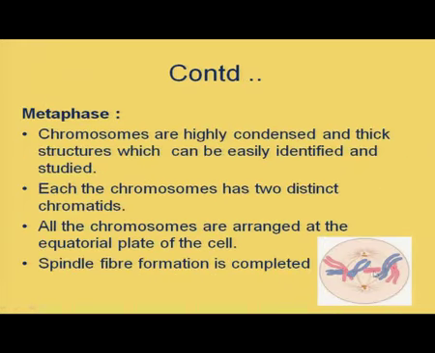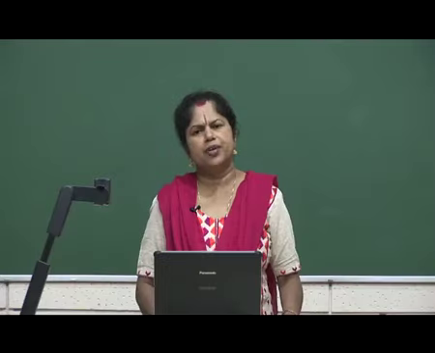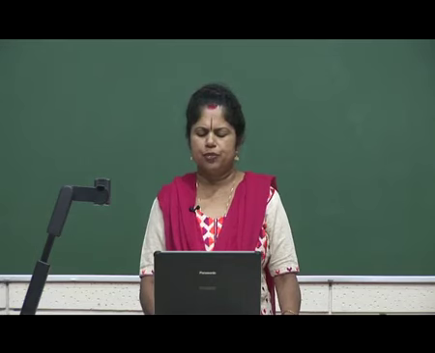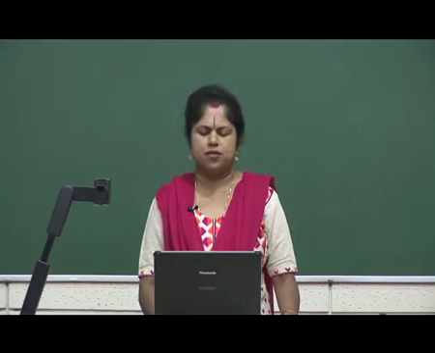Here you can see the next stage, that is metaphase. Chromosomes are highly condensed, highly thick, highly coiled. You can see them clearly, and you can even count them clearly during this metaphase stage. They are highly condensed and thick, with clear chromatids, each chromosome with 2 distinct chromatids attached at the centromere position. So, you can identify them clearly and even count them. Each of these chromosomes, as I have already told you, has 2 distinct chromatids.